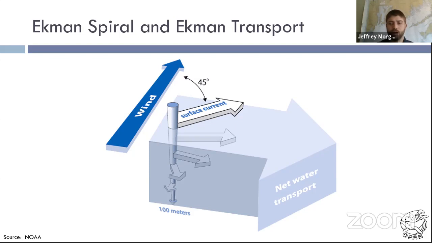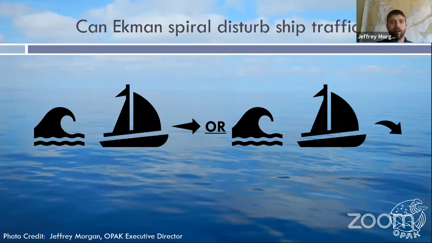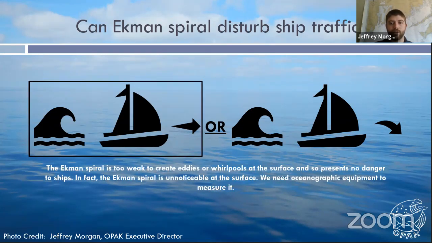And we're gonna talk a little bit about how we measure currents in a moment. But this force isn't very strong. It does slowly lose its velocity as it goes deeper and deeper. And it has really only been observed to about 100 meters. And it is not very strong. So oftentimes people ask, can this spiral disturb ship traffic? And the answer is no. It's not a very strong force, but it is something that is important for things like plankton that are constantly going with the flow, or our plastics now that are in the ocean.